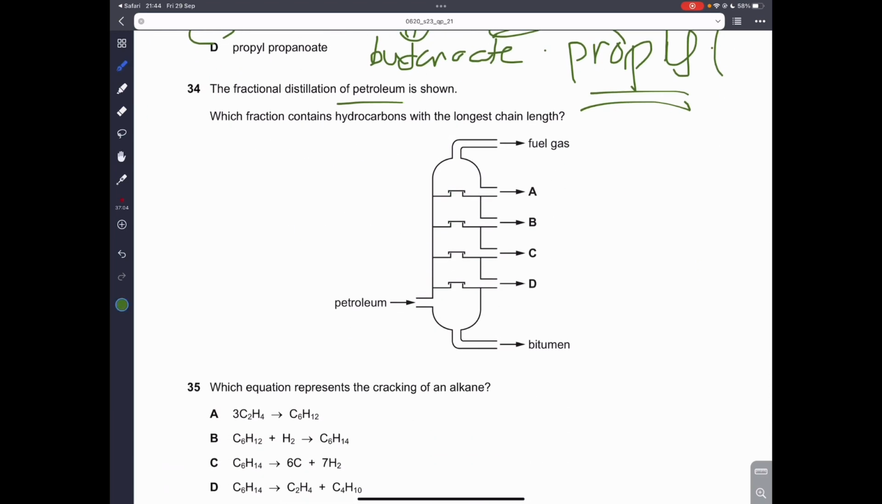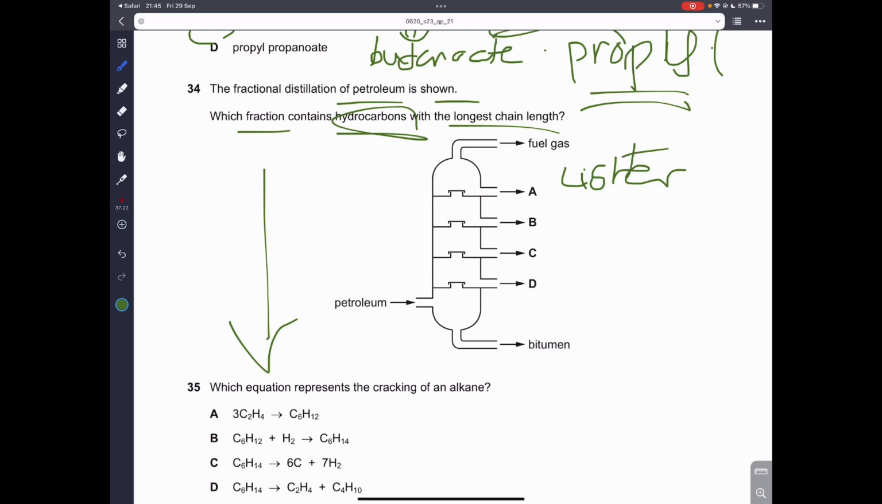34. The fractional distillation of petroleum is shown. Which fraction contains hydrocarbons with the longest chain length? The longest chain length is always going to be at the bottom of the column, because the lighter hydrocarbons are going to float. Lighter ones are going to float up, and the heavy ones are going to be downstairs, obviously at the bottom of the fractionating column. So D is going to be the correct answer.